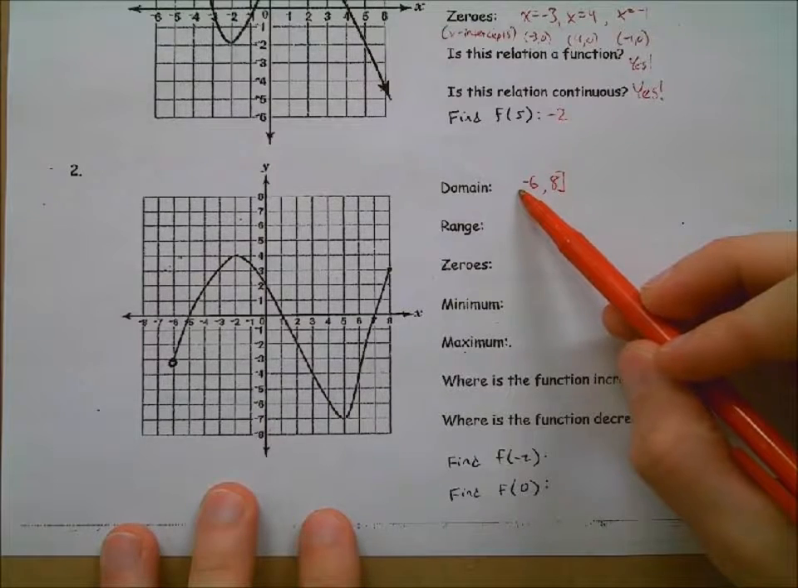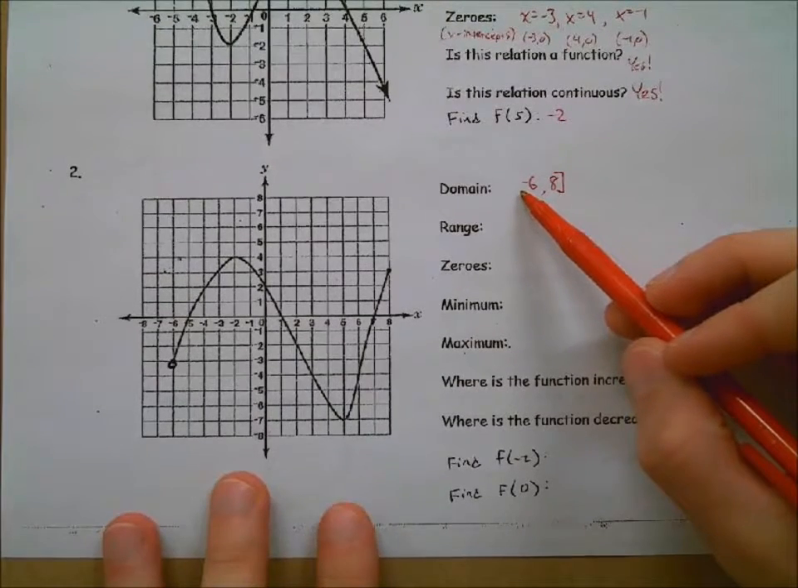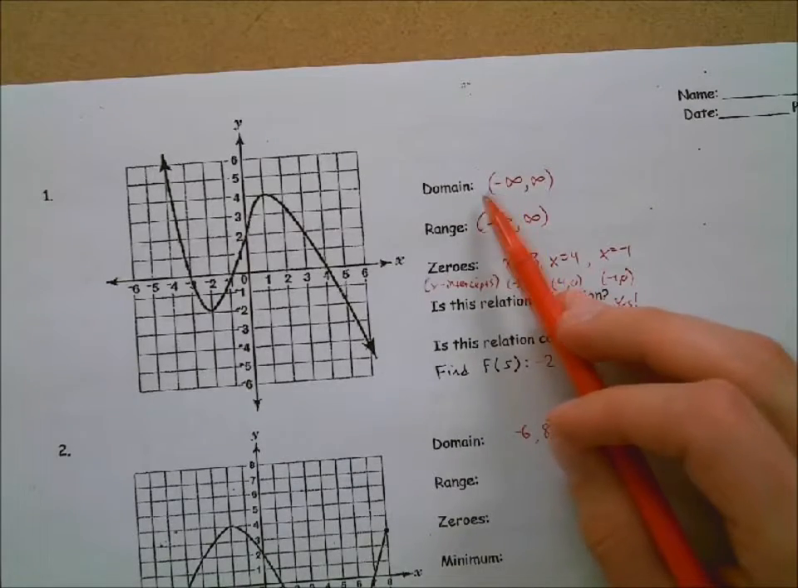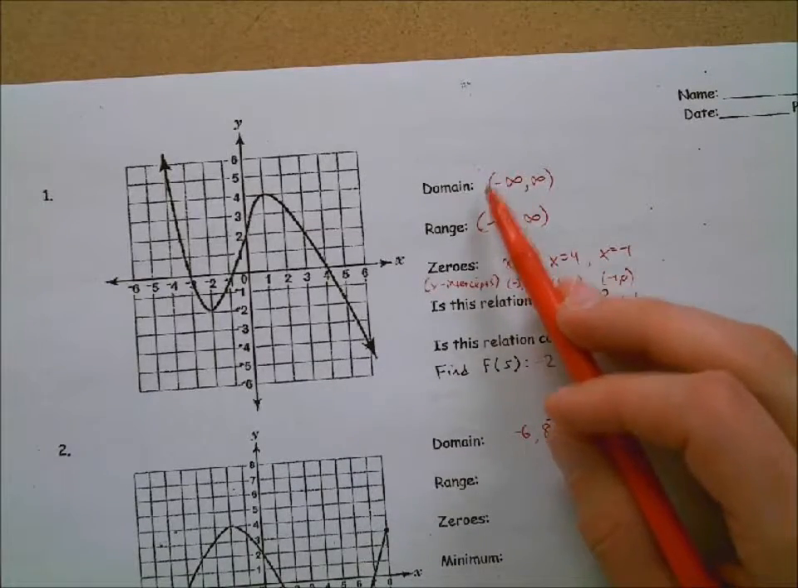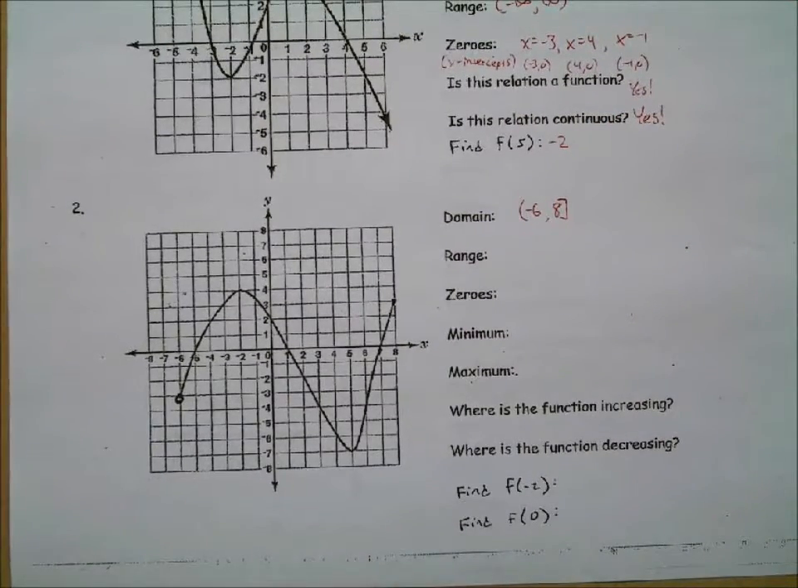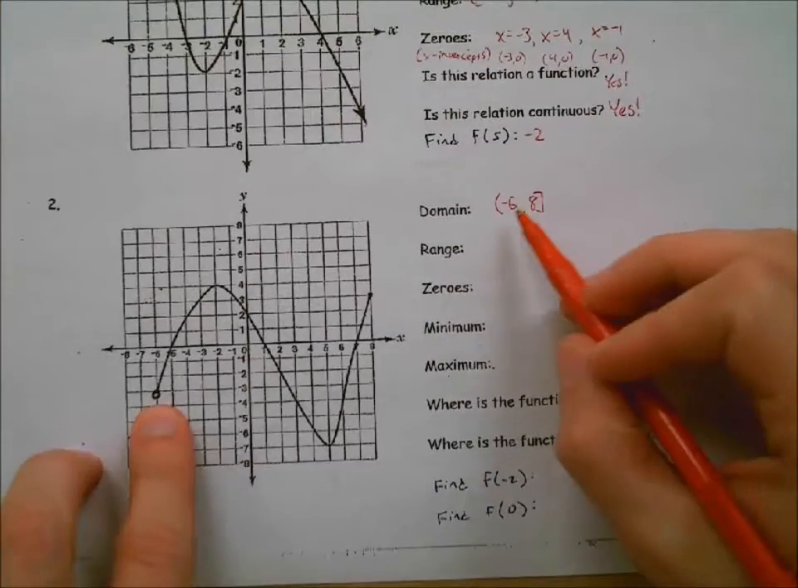What do we have next to these infinity symbols here? It's the parenthesis. Parenthesis means we don't include that number. Okay? So very good, Sean. Okay, -6 to 8. Don't include the -6, but do include the 8 because we get there.